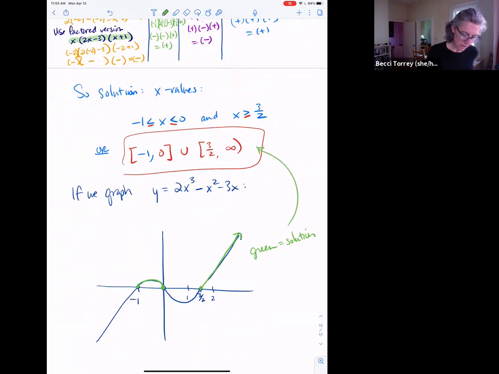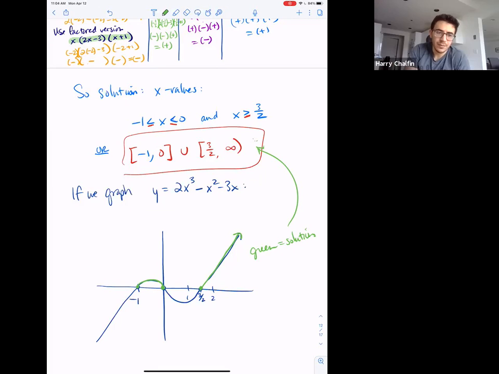And these are the x values between -1 and 0 where the y value is positive. And x values bigger than or equal to 3/2 are where the y values are positive. I know it's confusing. All right, I got it. That clarifies it a lot.